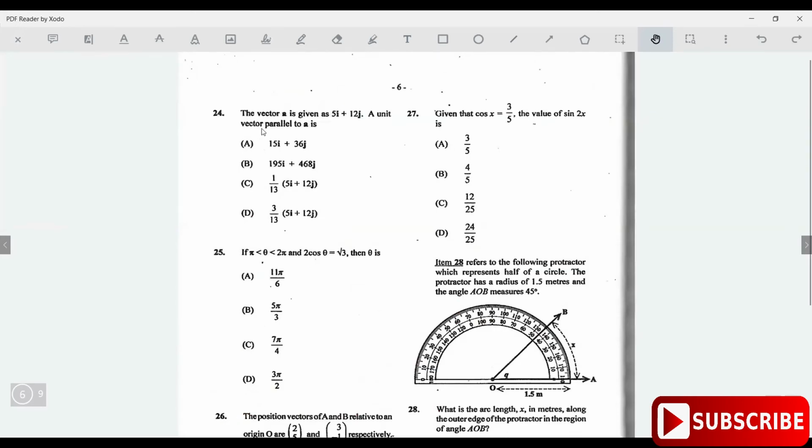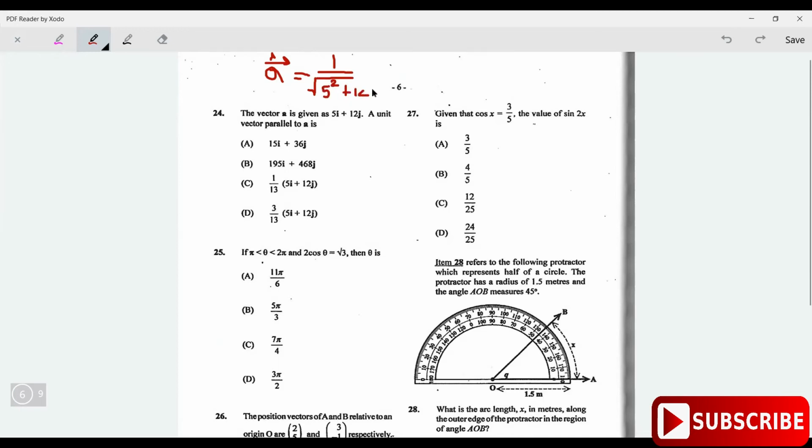All right, it says the vector A is given by 5i plus 12j. A unit vector parallel to A is? Well, a unit vector that is parallel to A, we need to find a unit vector of A. A unit vector of A would be 1 over the modulus of vector A, which is 1 over the square root of 5 square plus 12 square, and that is multiplied by vector A itself, and vector A is 5, 12.